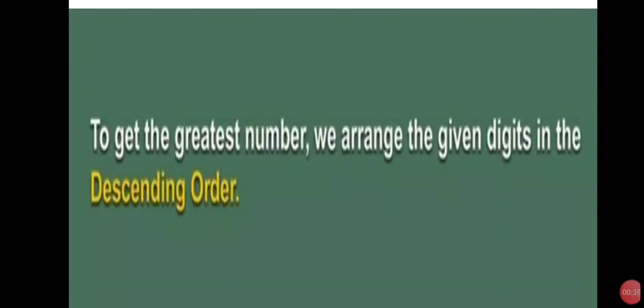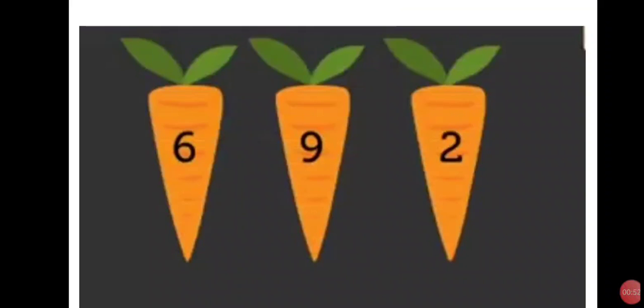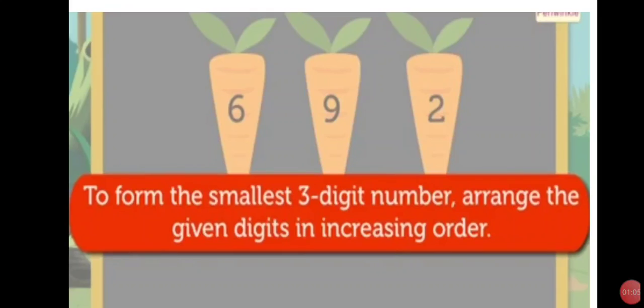And to form the greatest number, we arrange the given digits in descending order or decreasing order. That means from big to small. Now let's take a few examples. For example, I have 3 digits: 6, 9 and 2. And using these digits, I have to form the smallest 3-digit number.